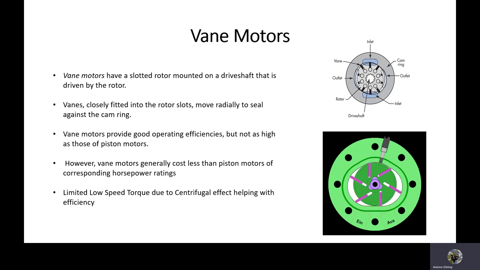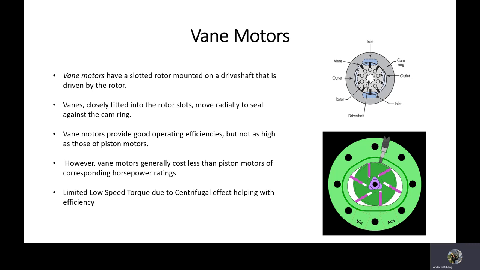Okay, now these ones are often adjustable in speed and in output because you can move that cam ring around. And as a result of that, you can change the orientation and the size of the chambers. By changing the size of the chambers, you will end up changing the output of the motors. They have a good operating efficiency, vane motors, but not as high as the piston motors. And since they're less of a positive displacement motor, they don't really work well at low RPM.